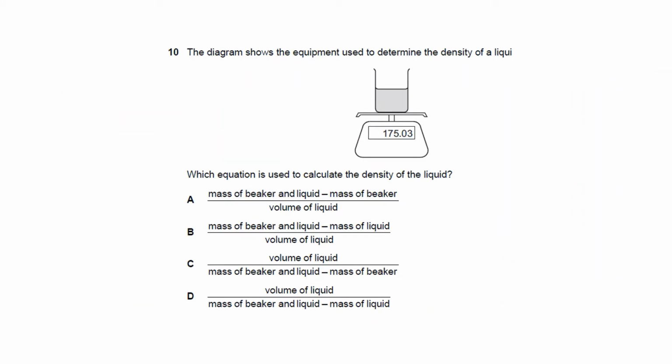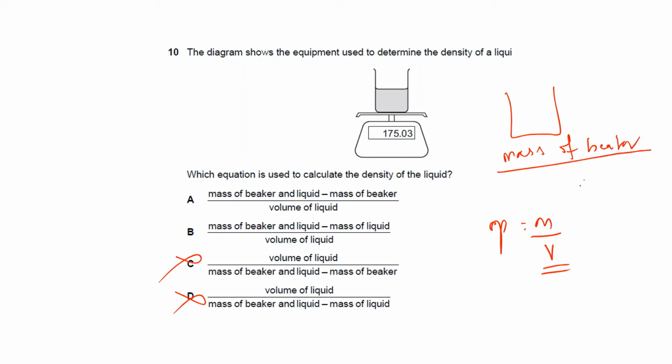Alright, now they say that the diagram shows the equipment used to determine the density of a liquid. Now, density, remember, is rho, which is m over v. So v is simply the volume of the liquid which is in this beaker, so we can get rid of C and D. Now, m is the mass, right? So the way that you find the mass of a liquid is you first weigh the mass of the beaker alone, and then you find the mass of the beaker plus the liquid, and let's call this m2.